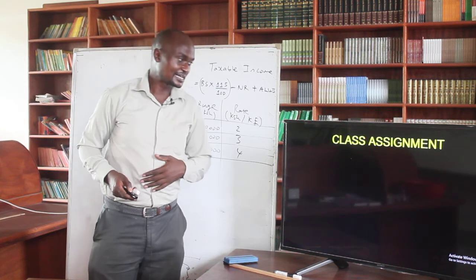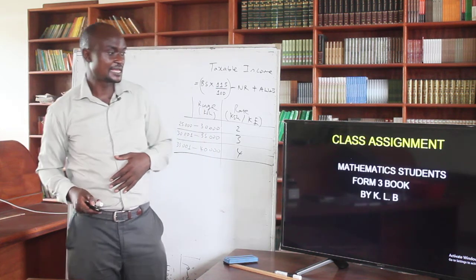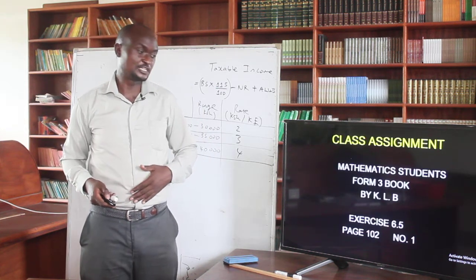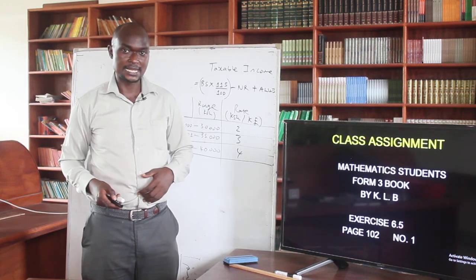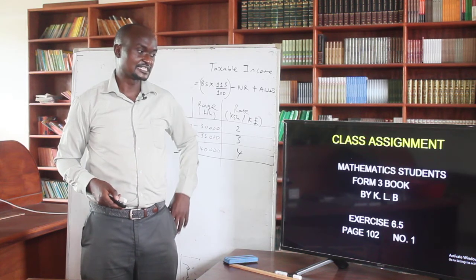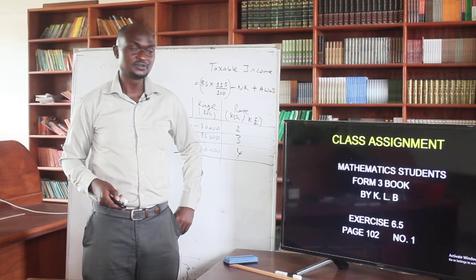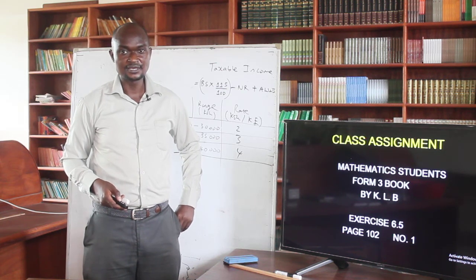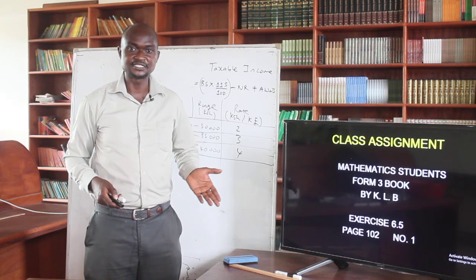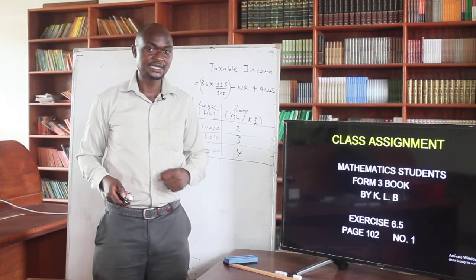So the class assignment for this will be in the KB book, page 102, just do number 1. Okay, it's 6.5, page 102, do number 1 only. See you in the next lesson for more examples to help us understand this topic even better.